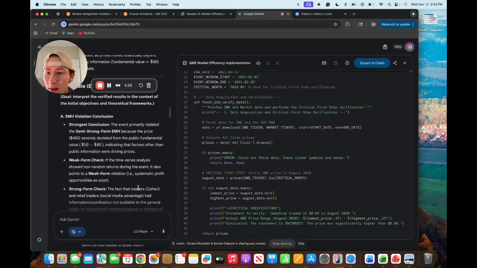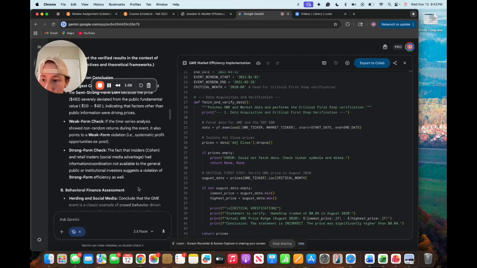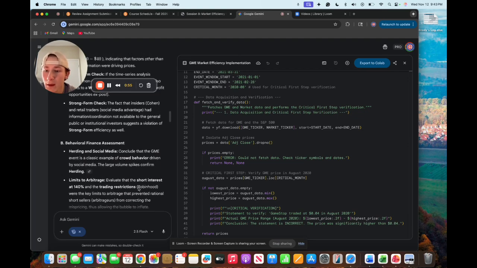the strongest conclusion: the event primarily violated the semi-strong form EMH because the price severely deviated from the public fundamental value, to a 10 to 40 range. Weak form check: if the time series analysis showed non-random returns during the event, it also points to a weak form violation. The strong form check: the fact that insiders and retail traders had information and coordination not available to the general public or institutions suggests a violation of strong form efficiency as well.